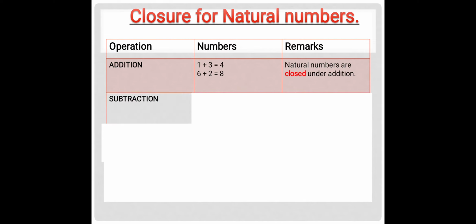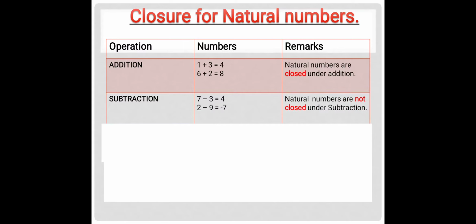Let's check for subtraction. When we subtract two natural numbers, that is 7 minus 3, the answer is 4. The answer here is a natural number, whereas in the second example, 2 minus 9 is minus 7. The answer here is not a natural number. So when we subtract two natural numbers, the answer may not always be a natural number. So we will say natural numbers are not closed under subtraction.